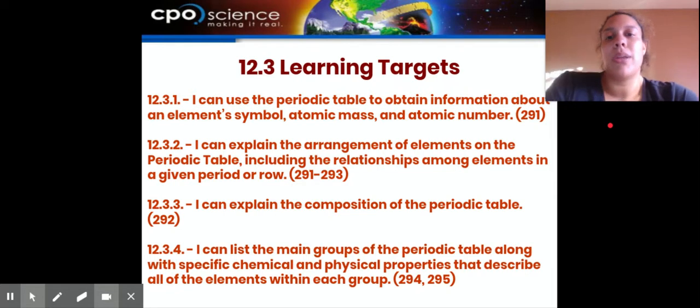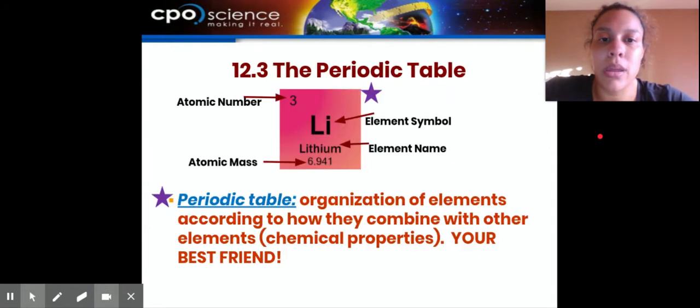But basically, we're going to be solidifying an element's symbol, atomic mass, and atomic number, knowing what they are and why they're there. We're going to talk about some relationships on the periodic table, so groups and periods and what those mean. And then we're going to talk about repeating patterns of chemical and physical properties that we can see on the periodic table and why it was put in the order the way it was.